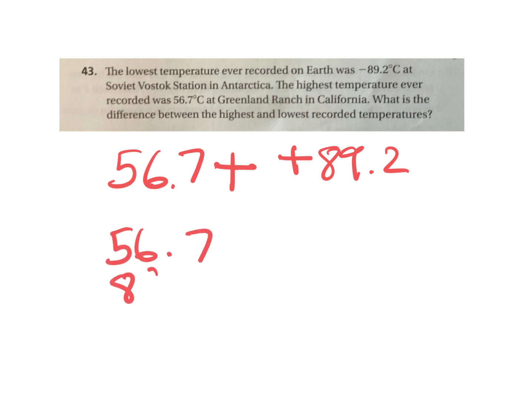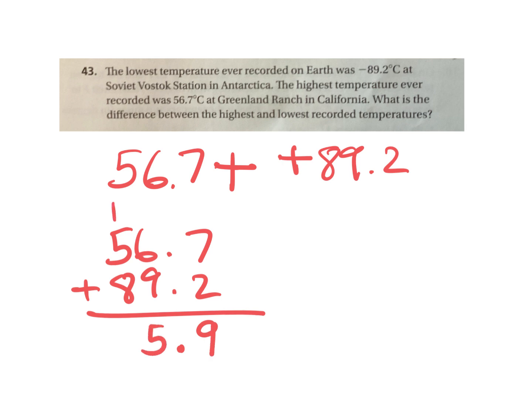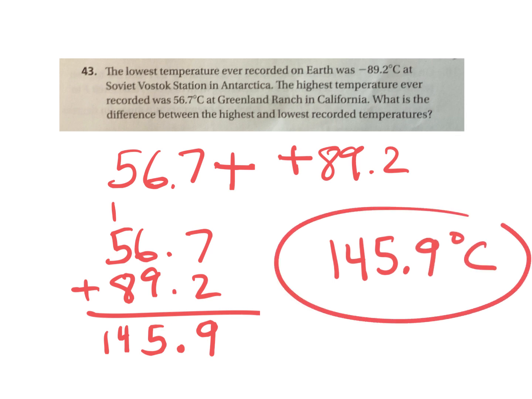56.7, 89.2. Line up my decimals. 7 plus 2 is 9. 9 plus 6 is 15. 8 plus 5 is 13 plus 1 is 14. So it's 145.9 degrees Celsius. And that is the difference between the highest and the lowest.